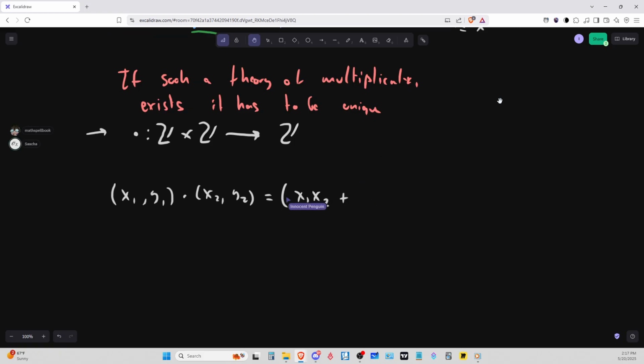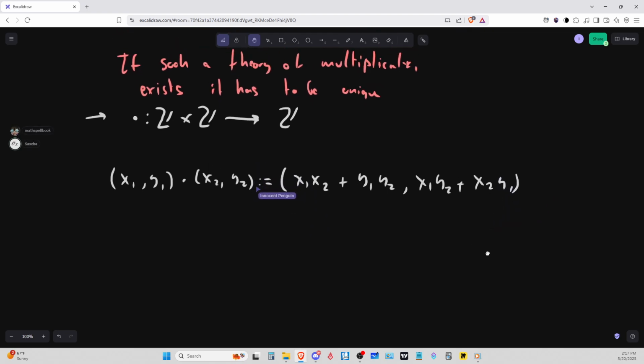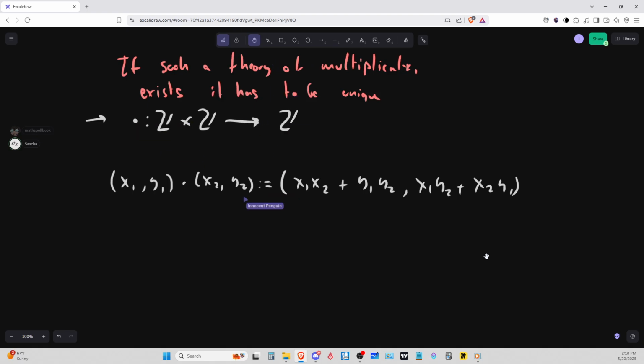Okay, here I will try not to mess that up. So it's y1, y2, x1, y2. And now we need the other cross term, which is x2, y1. I don't really want to do it, but one can check that one can define multiplication like that on the integers, and this definition will check the axioms above.